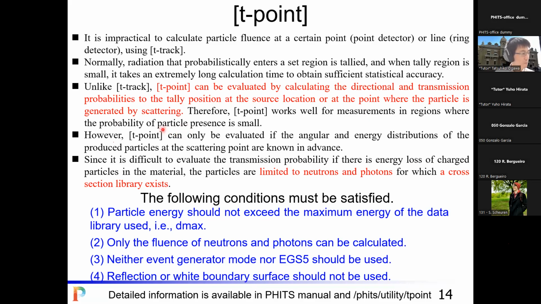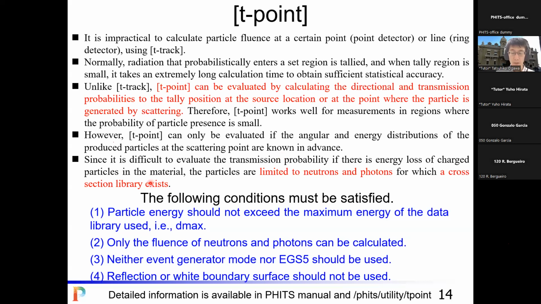But one of the drawbacks of T-point is that it can tally only the angular and energy distribution of the produced particle at the scattering point alone in advance, which means that T-point can be used for neutrons and photons transported based on evaluated cross-sections. In other words, you cannot use T-point for proton irradiation, ion irradiation, because we do not have evaluated cross-section data for protons or ions.